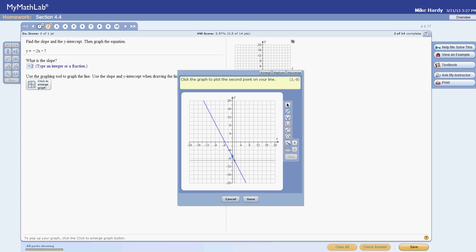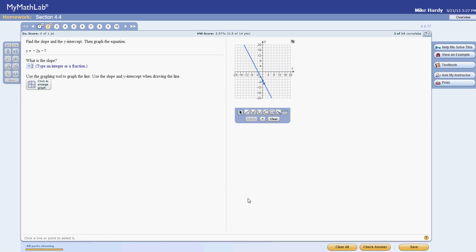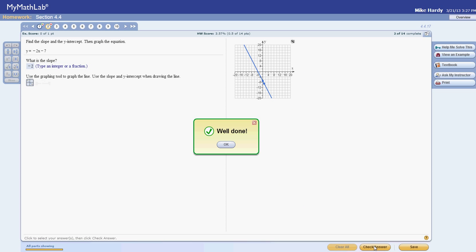So we need to go down 2 units and over 1 unit. Okay, and there's my second point. Okay, and we check and see, yeah, it's going downhill from left to right. It's going fairly steeply downhill, and that's consistent with what we'd expect with a slope of -2. So let's see if we can check our answer. Well done. Okay, so that's problem number 2.